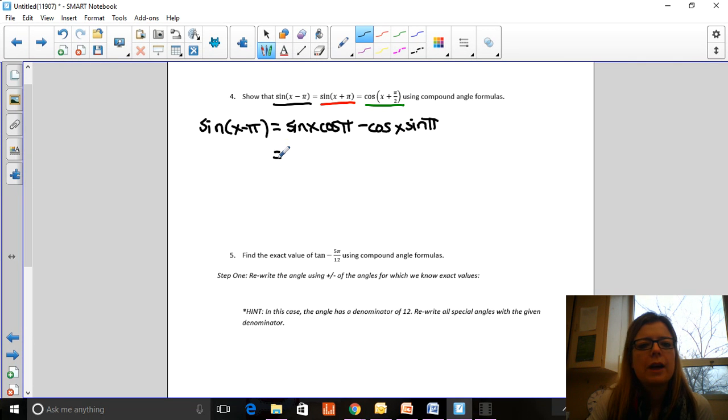So recall that the cos of pi is negative 1. So you get sine x times negative 1 minus cos x. And the sine of pi is actually just 0, so you're left with just negative sine x. Okay, so now you're just trying to prove that this red one and this green one are also just negative sine x when you reduce them.